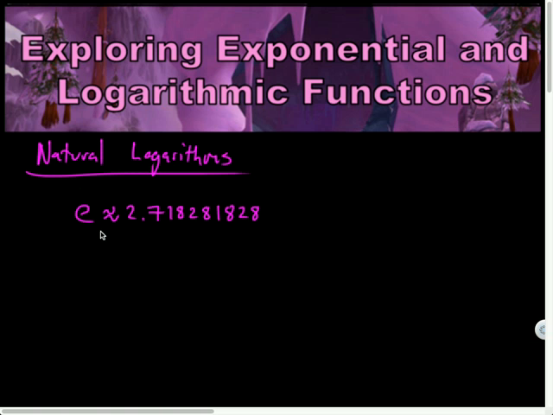So this is a non-repeating number, even though it looks like 1828 repeats, it does not, in fact. It's an infinitely long, non-repeating, irrational number. All right, and this is called the natural number. So, au natural number. It's also sometimes called Euler's number. Euler's number, because he was the dude that discovered it.